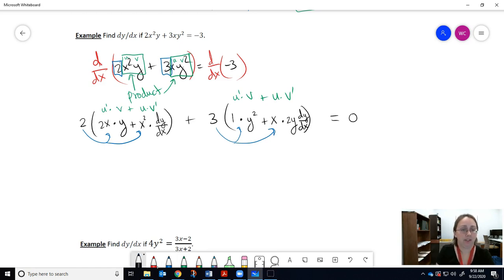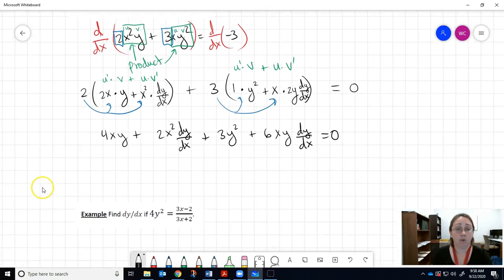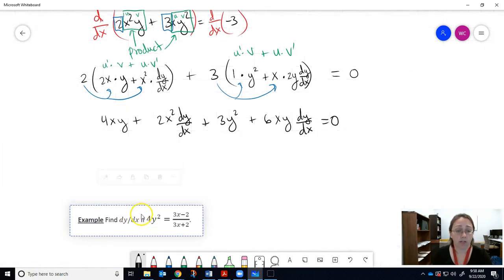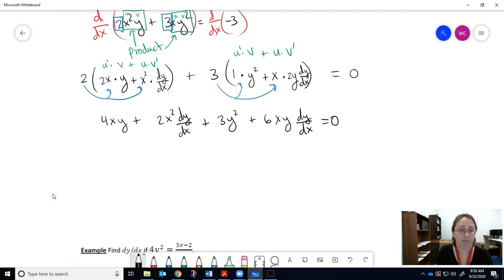Clean them up. So we have 4xy plus 2x squared dy/dx plus 3y squared plus 6, I'm going to reorder this, but xy then dy/dx, all equals 0. If you got this far, you guys are doing great. If you didn't get this far, be patient with yourself. It takes practice. That's why I have lots of examples here.